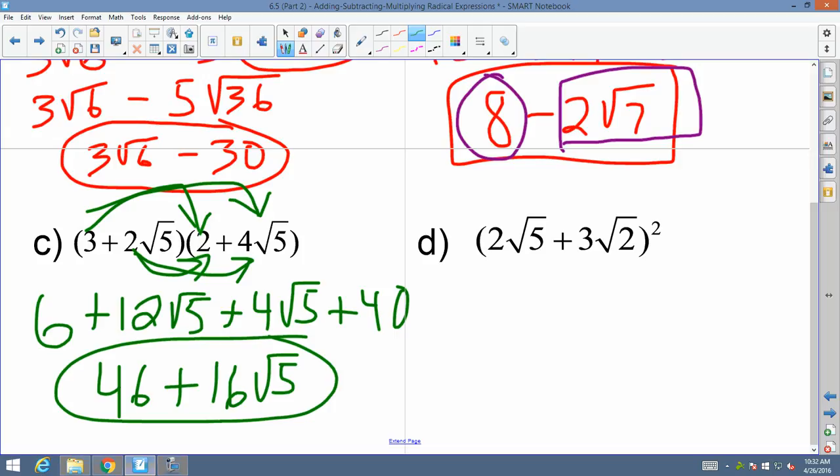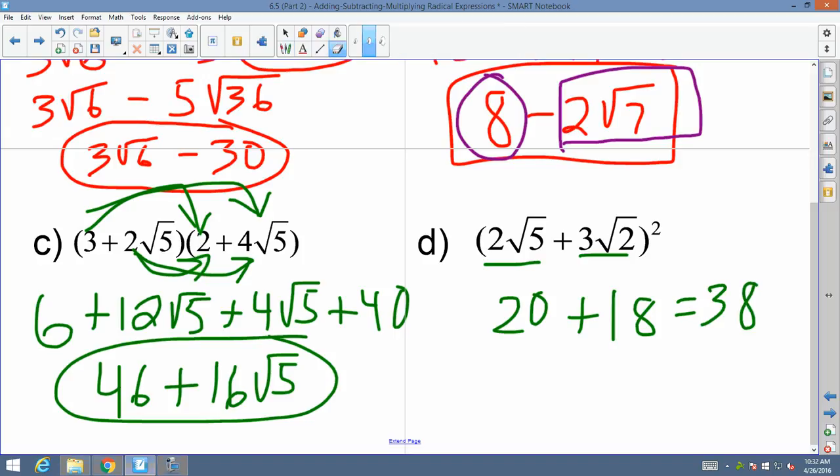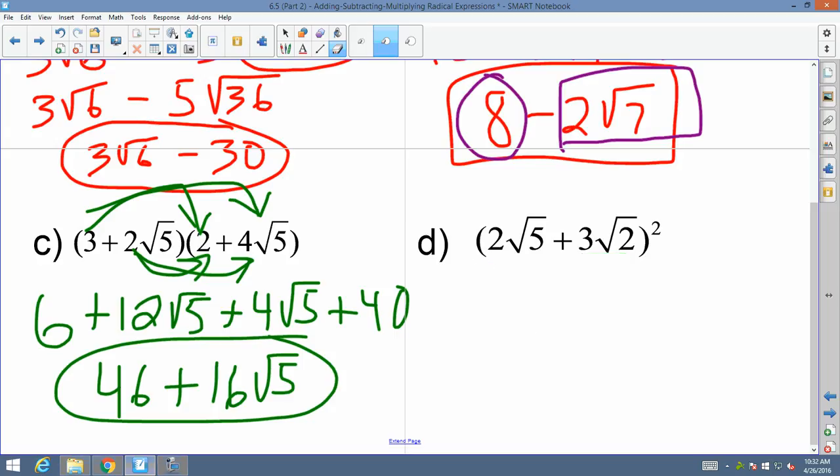And now, D. 2 square root of 5 plus 3 square root of 2, squared. Let me tell you first, the number one temptation of most people is to say, oh, you square this and you square that. So it must be 4 times 5, which is 20, plus 9 times 2, which is 18. Oh, it must be 38. That is absolutely wrong. Wrong, wrong, wrong.